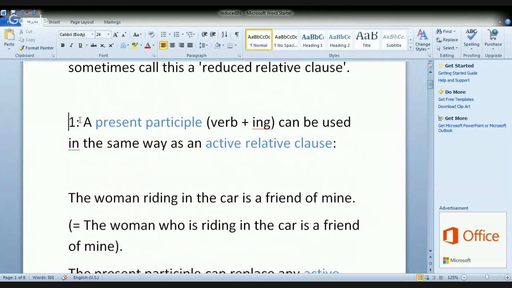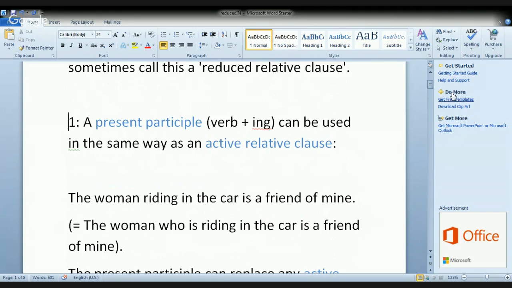A present participle, the verb plus ing, can be used in the same way as an active relative clause. Okay, and so that's what we were saying with my example of the woman who is wearing purple is over there. That's a normal relative clause. This example says the woman riding in the car is a friend of mine. And so it basically has a very similar meaning, however, a little differently. So this is the same as the woman who is riding in the car is a friend of mine.